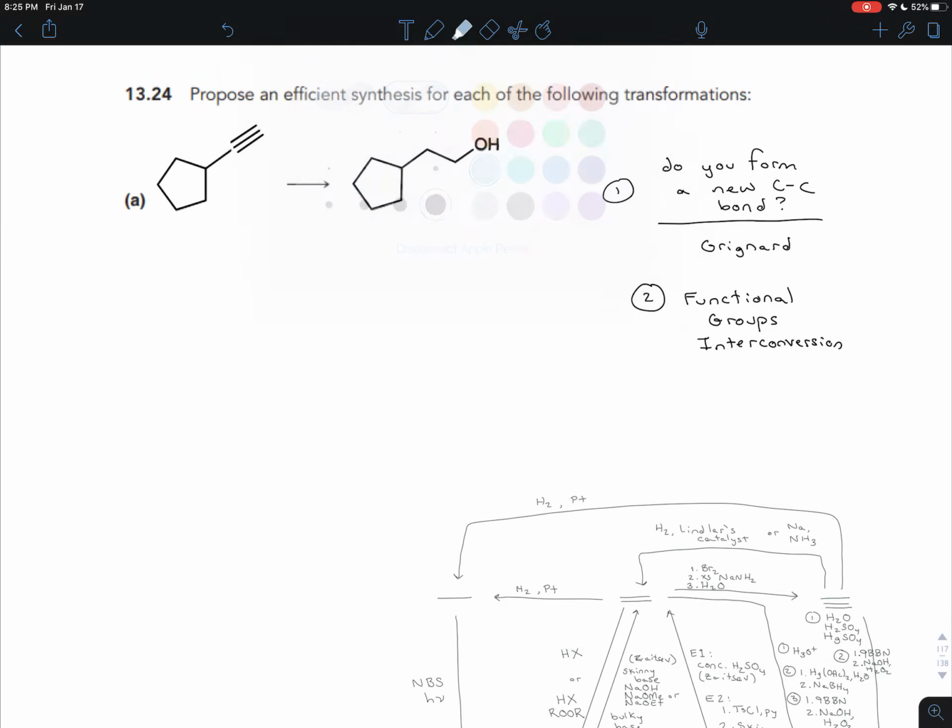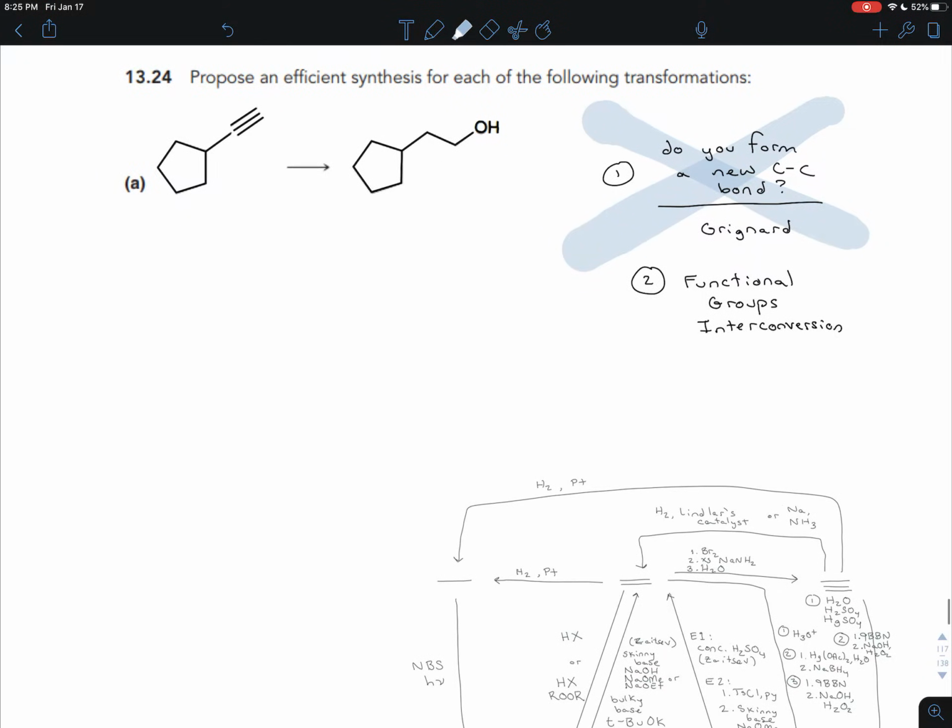But you'll notice that on this molecule on the left, you have a 5-membered ring, and then you have 2 carbons attached to it. And in the molecule on the right, you have a 5-membered ring and 2 carbons attached to it. So you have the same number of carbons on both sides. That means you aren't forming any new carbon-to-carbon bonds. You'll know you'll form a new carbon-to-carbon bond because you'll have more carbons in your molecule. So we don't have more carbons, we know we don't have to do that.